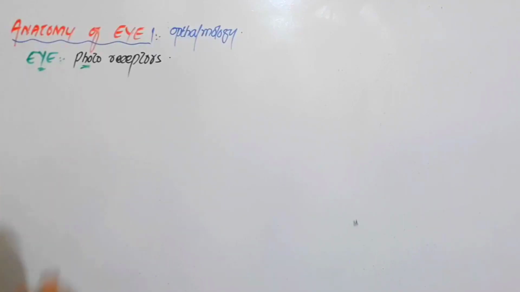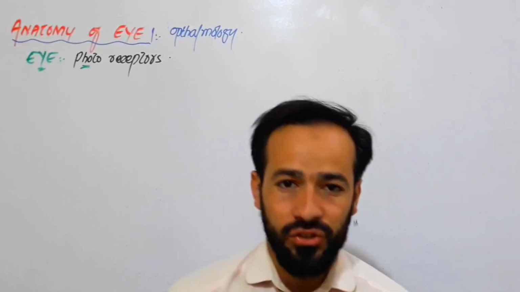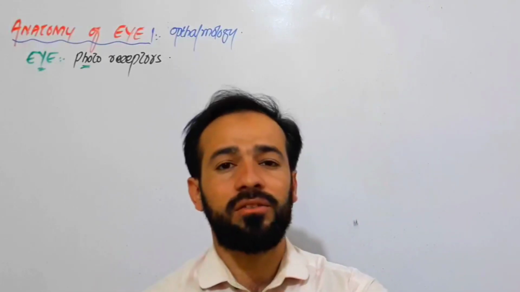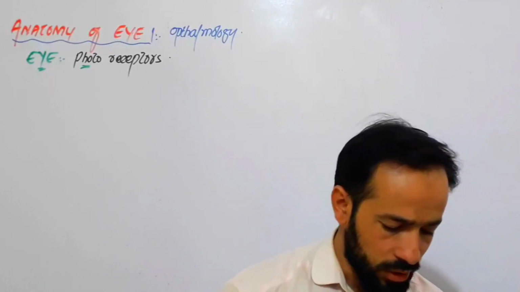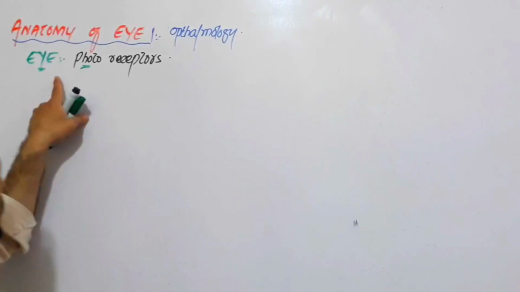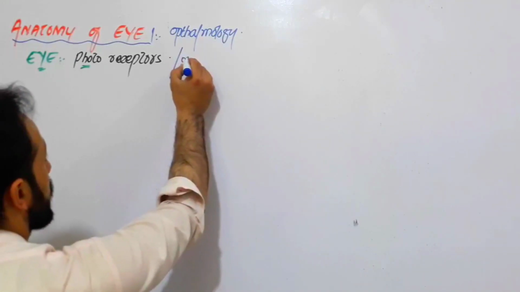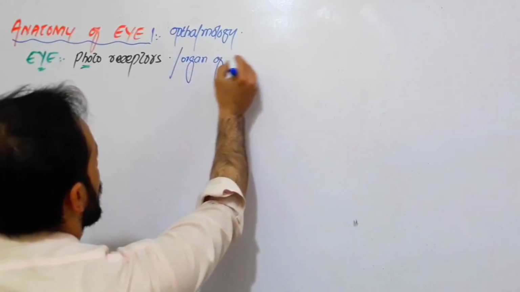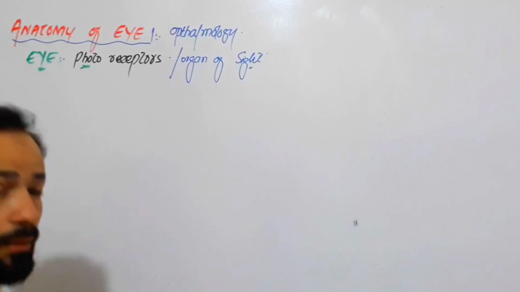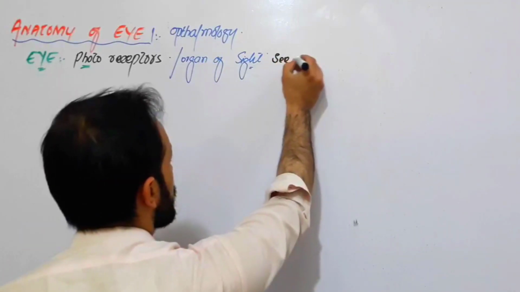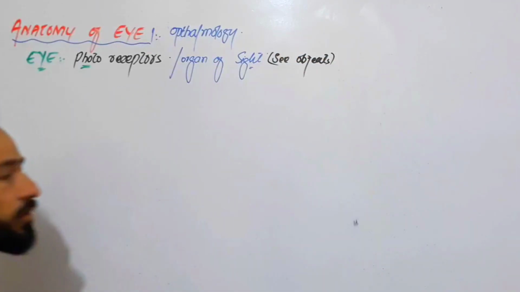Photo means light, and receptors are those objects which detect changes in our body. For example, skin is also a receptor, right? And we have many more receptors in our body. So what is eye? Eye is a photoreceptor, or I can also say that eye is the organ of sight. It means that with the organ of sight we see objects with the help of eyes.